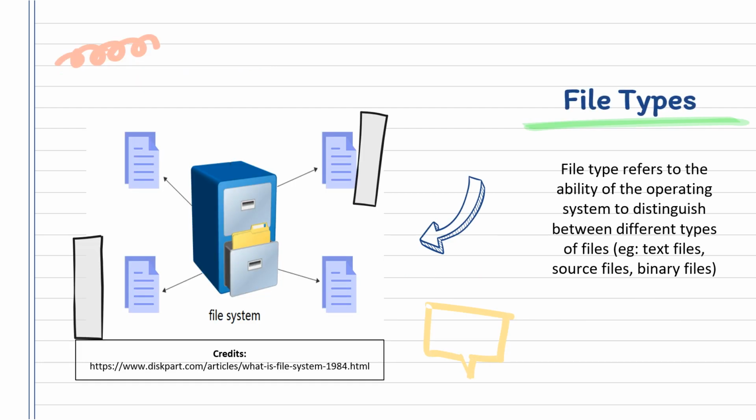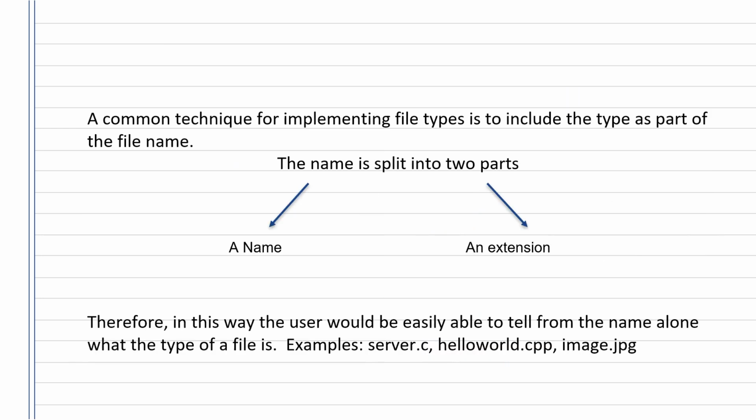Now, coming to file types. File type refers to the ability of the operating system to distinguish between different types of files. For example, we have text files, source files, binary files. All these are different file types. A common technique to identify the file type from the file name is that usually in operating systems, the file name is split into two parts. The first part is the name and the second part is an extension. Therefore, this way the user would be easily able to identify the file type from the file name.